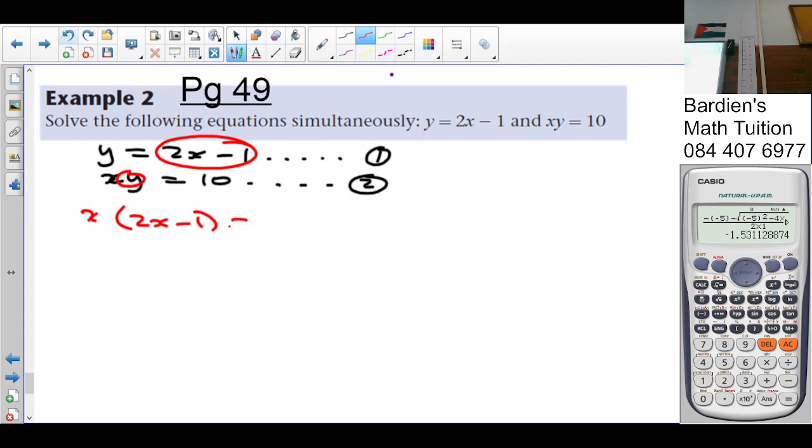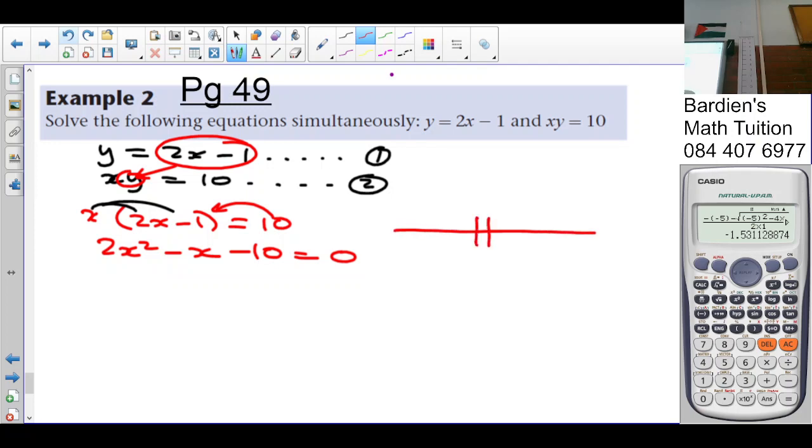Okay. So what do we do now? Multiply this one. What do we get? 2x squared minus x minus 10 is equal to 0. So many of you are going to go now with the quadratic formula. You can't factorize it right now. However, I think I can factorize this one. Let's see.